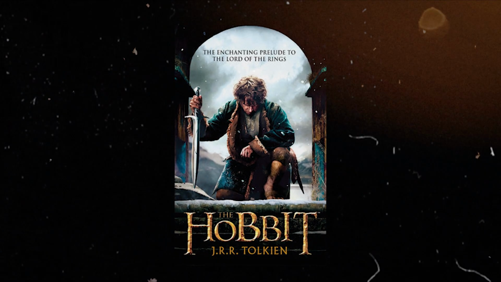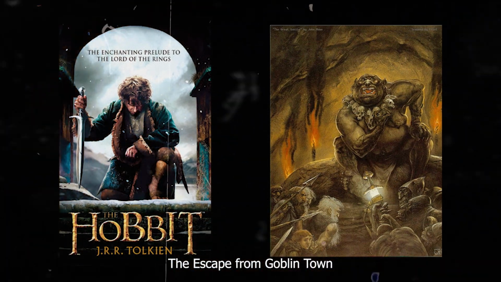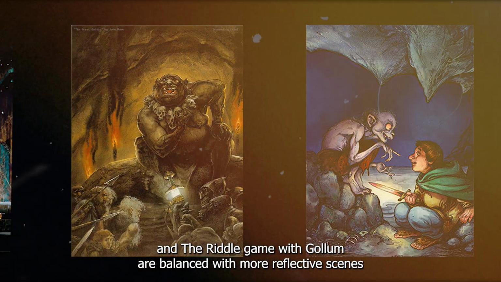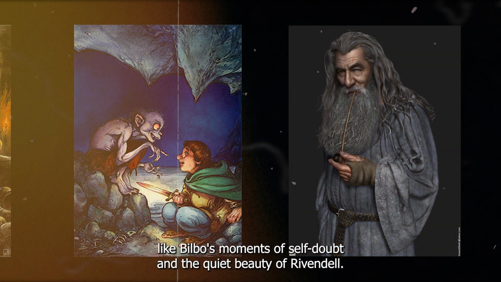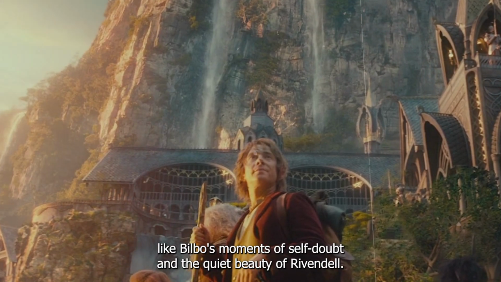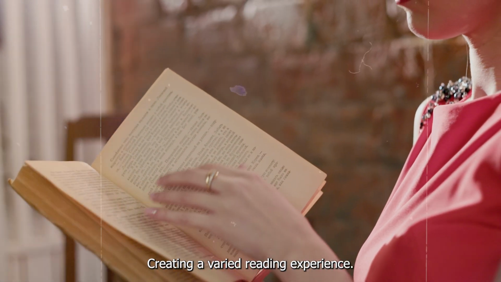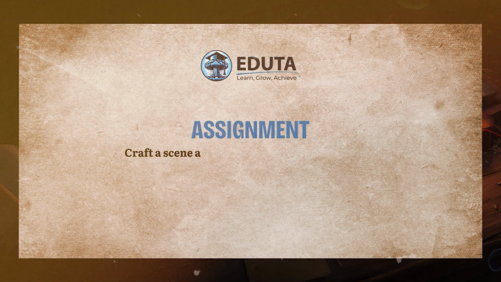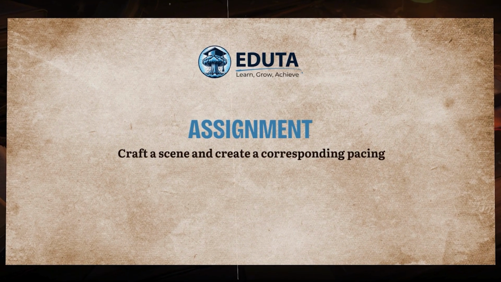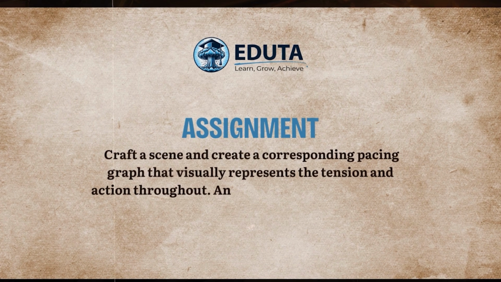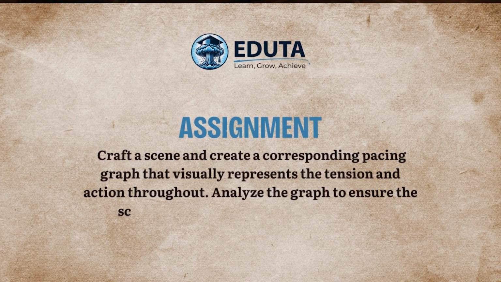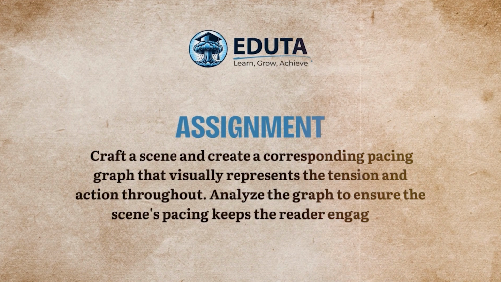Example, in J.R.R. Tolkien's The Hobbit, the escape from Goblin Town and the riddle game with Gollum are balanced with more reflective scenes like Bilbo's moments of self-doubt and the quiet beauty of Rivendell, creating a varied reading experience. Assignment. Craft a scene and create a corresponding pacing graph that visually represents the tension and action throughout. Analyze the graph to ensure the scene's pacing keeps the reader engaged.